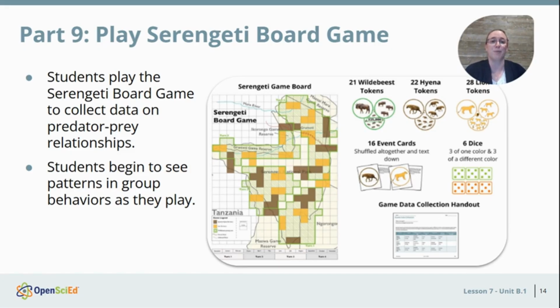They collect data from event cards and data from the dice rolls. They write down whether a single or a group of predators is attacking a single group or herd of wildebeest, and whether predator and prey succeed during the attack.